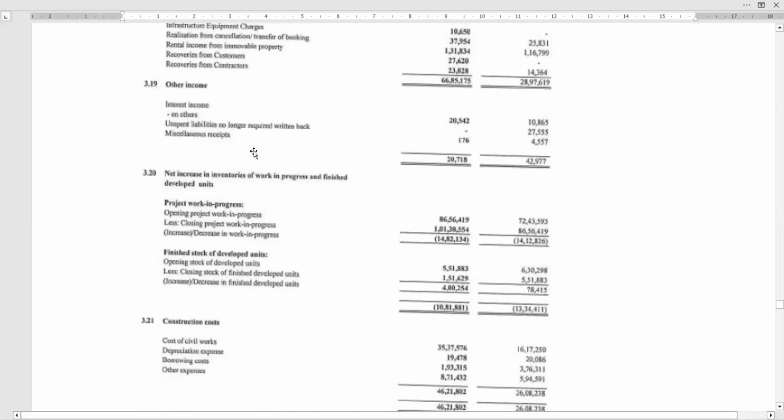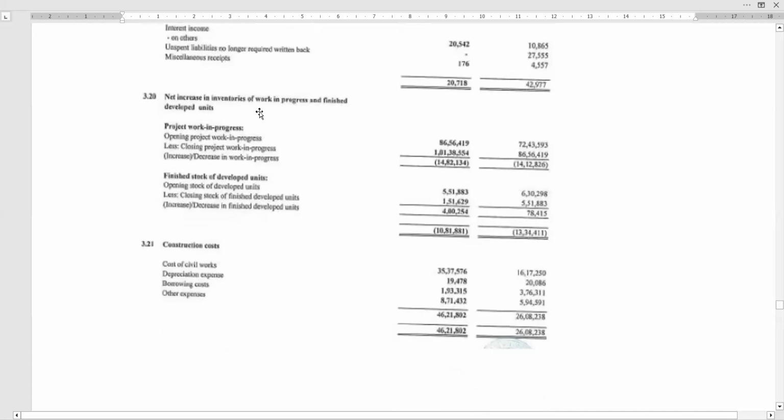Okay, now coming to other income, unspent liabilities no longer required written back. Okay, interest income, sorry, first interest income is there on others. So 20,000 and 10,000. And unspent liabilities no longer required written back. So this is they would have completed 3 years of liability period. So there is no more, it is due. Nobody is claiming that money. So current year it is 0, but previous year it is 27,000. And miscellaneous income, any other receipts are there. Okay. Now this is as far as income is concerned.